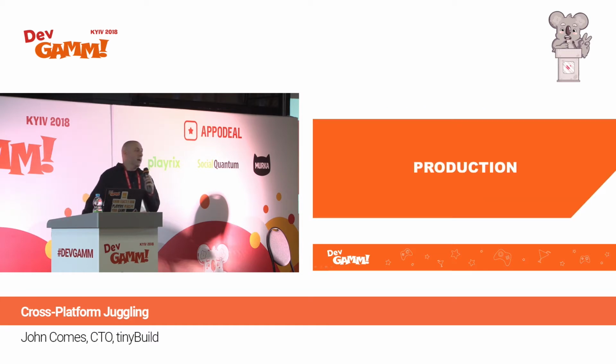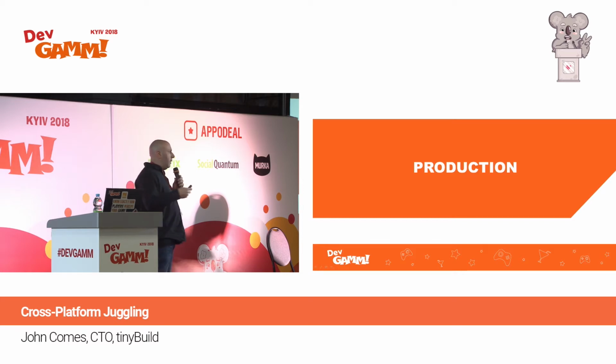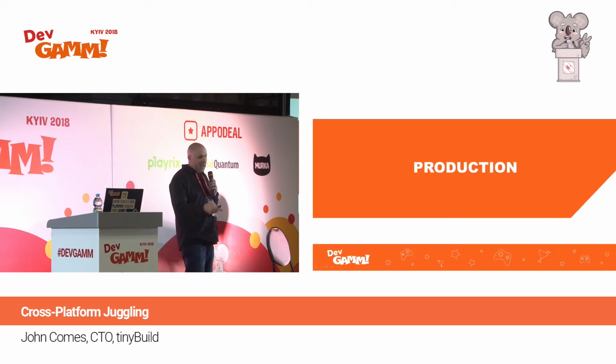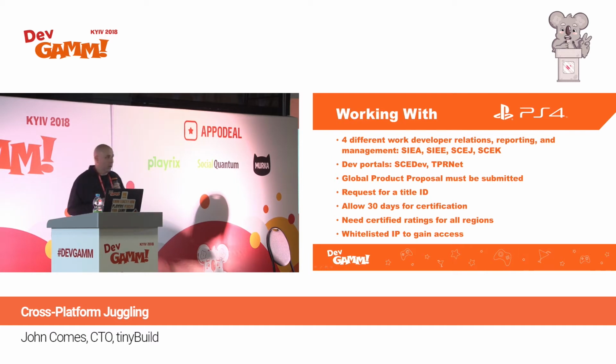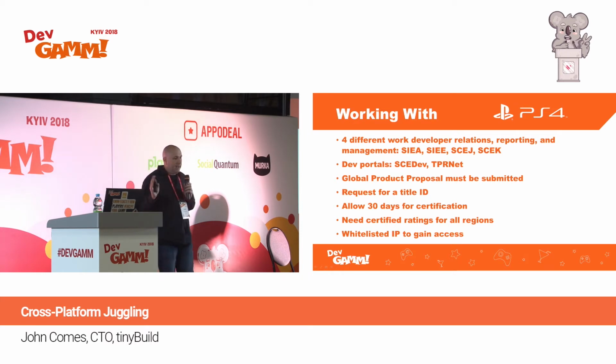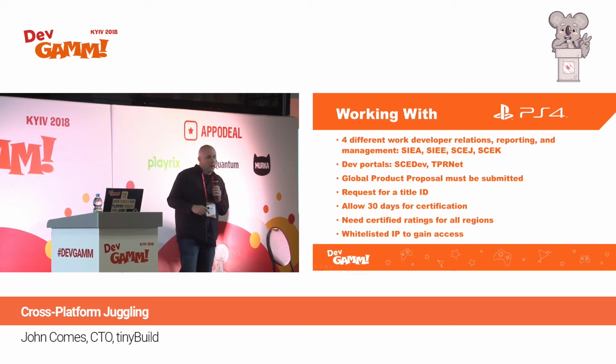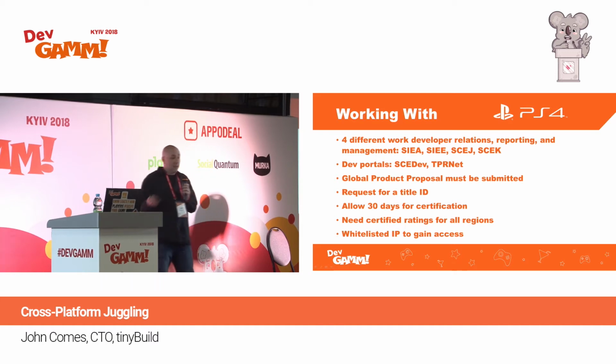Next section I'm going to talk about is just production stuff. Like, what do you do to get these things to happen? So you're working with PlayStation. There are 4 different developer relations reporting and management structures inside Sony that you have to deal with if you want to go worldwide. And I'm going to be talking worldwide a lot too. SIEA, well, I'm not going to say all the letters. But basically it's America, Europe, Japan, and Korea.